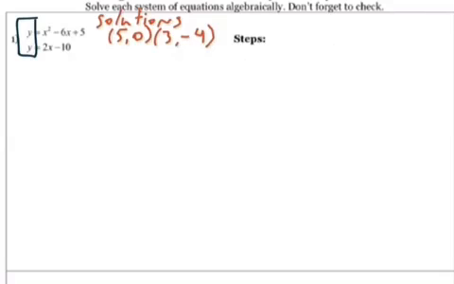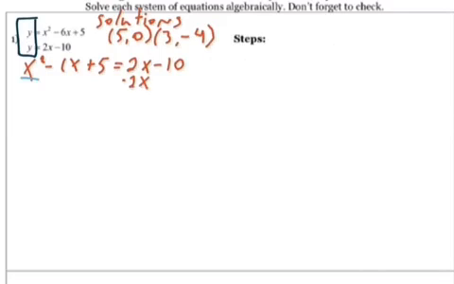Now to solve algebraically, the next thing you want to do is to set the equations equal to each other. Since both equations are set equal to y, that also means that you can take and set them equal to each other. x squared minus 6x plus 5 equals 2x minus 10. Now, since this is a quadratic, meaning there's an x squared, in order to solve a quadratic, you must set it equal to 0 first.